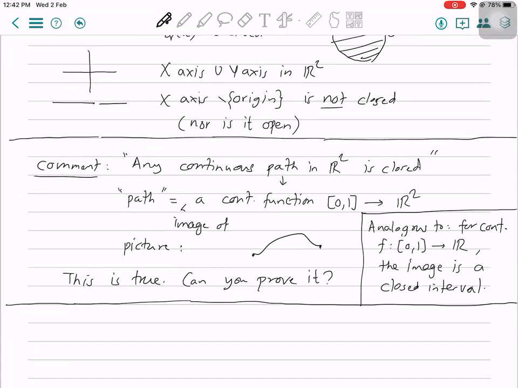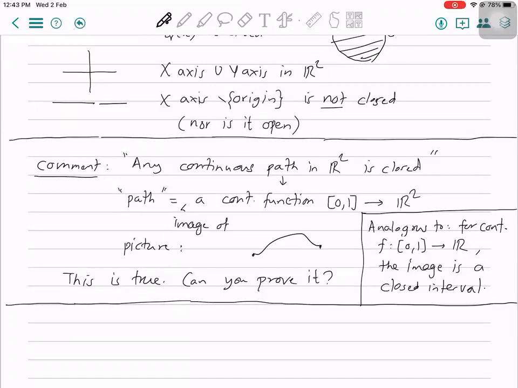Now this path, when you go to higher dimensions, can go in multiple dimensions, and it can come back and intersect itself. It can do lots and lots of things. Nonetheless, a property that it does continue to satisfy is that it is going to be a closed set.